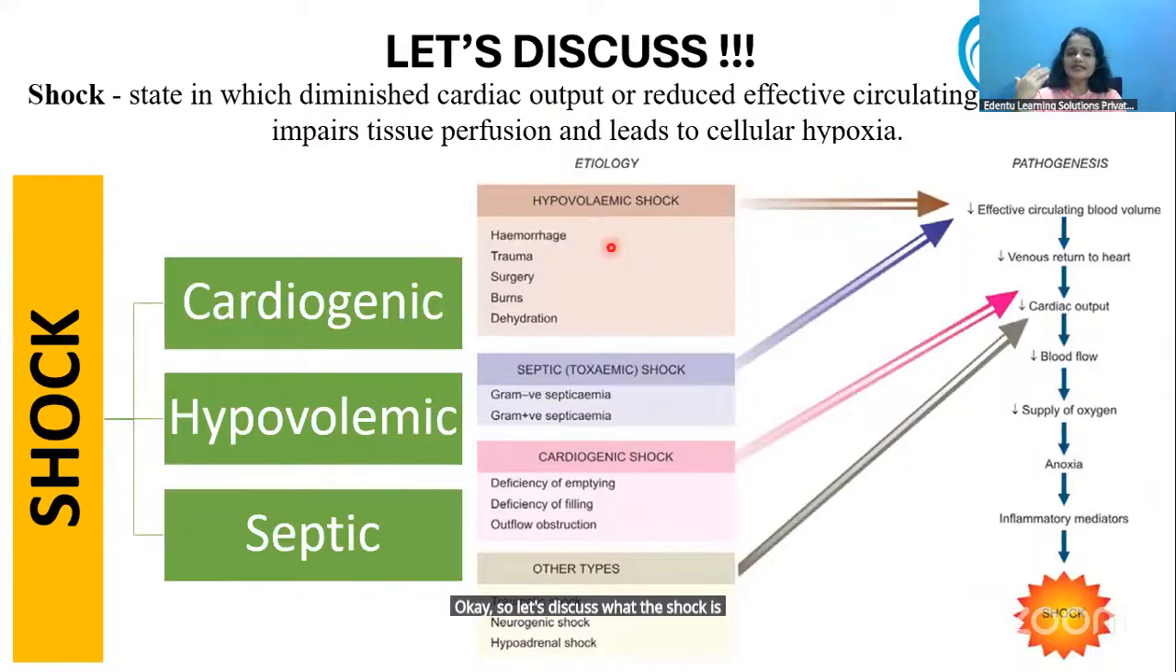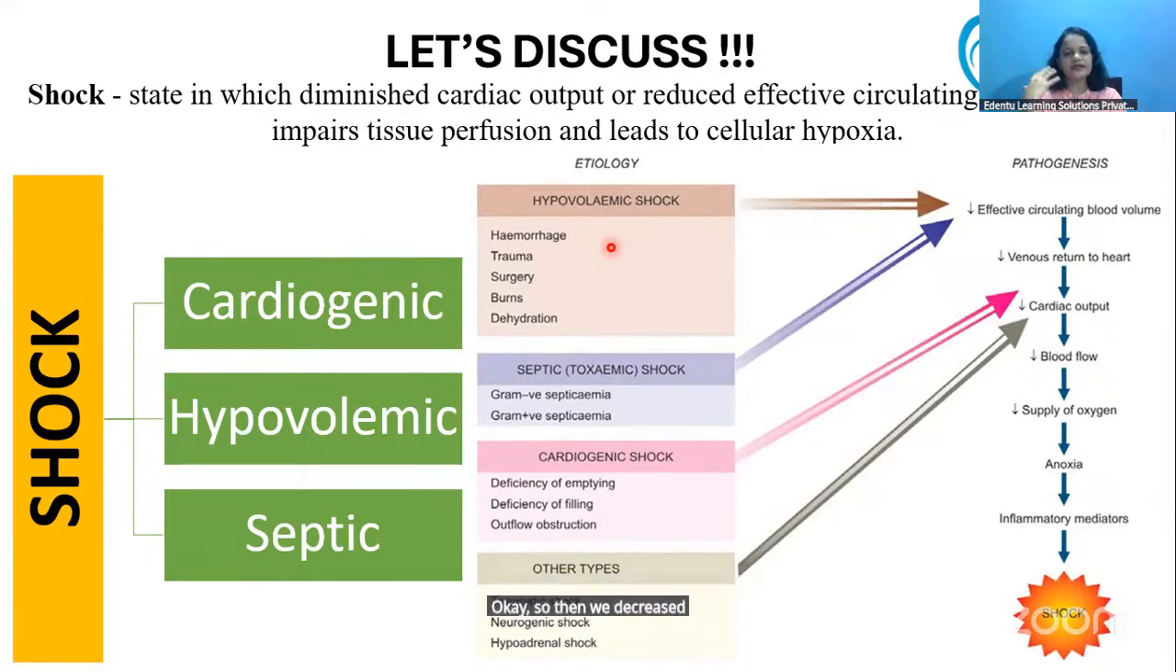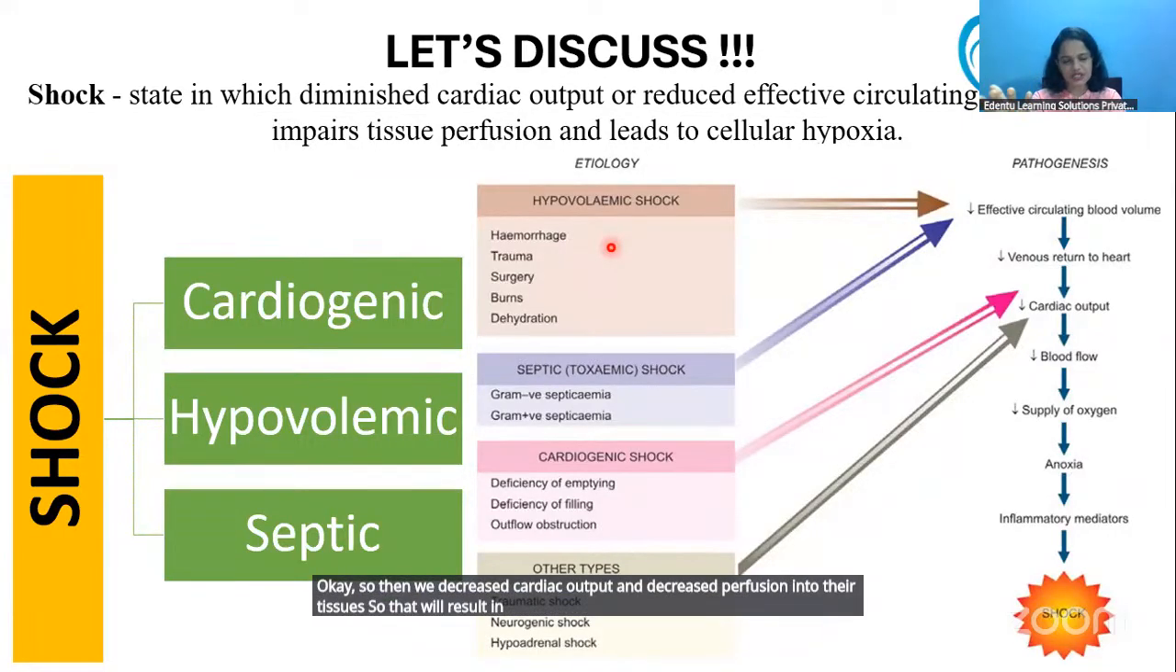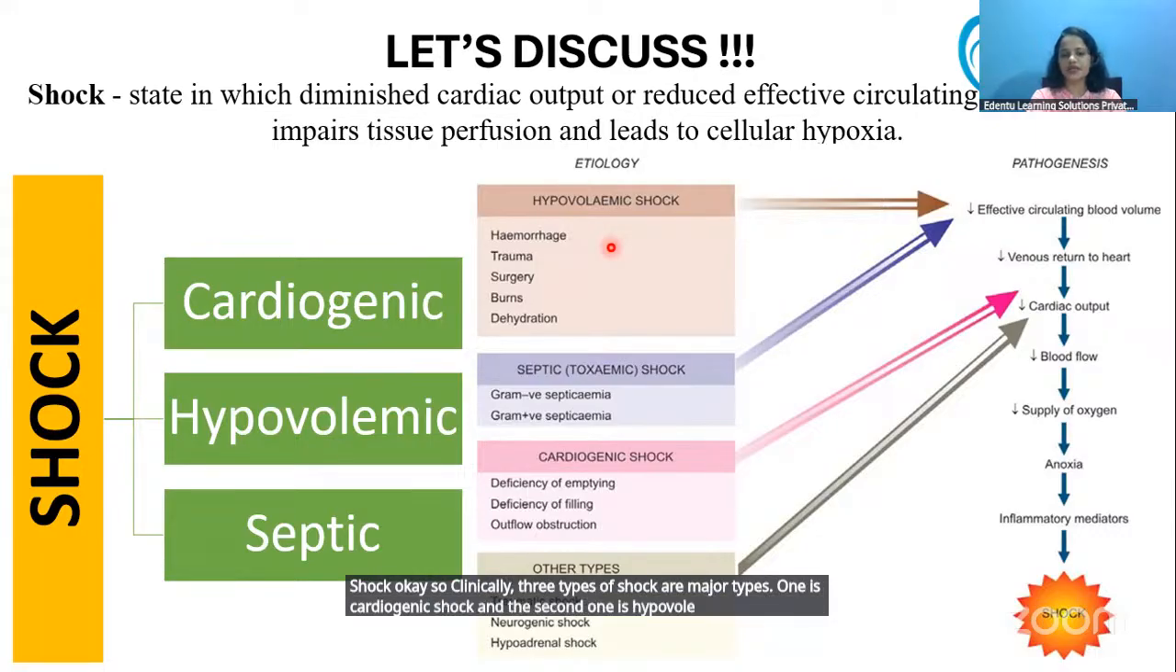So shock means it is a state in which there is decreased cardiac output and decreased circulating blood volume. So that will result in decreased tissue perfusion, leading to overall cellular hypoxia. So there will be decreased oxygen supply to the particular tissues. That will result in a generalized state of body, which is called shock. So clinically, three types of shock are major types. One is cardiogenic shock, the second one is hypovolemic shock, and the third one is septic shock.